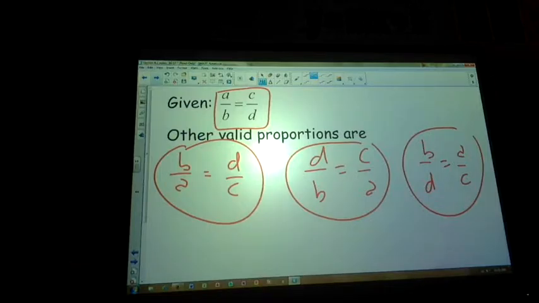Yeah. Could a plus d equal b plus c? a plus d equals b plus c. I think we're going to get to something similar to that in a minute.